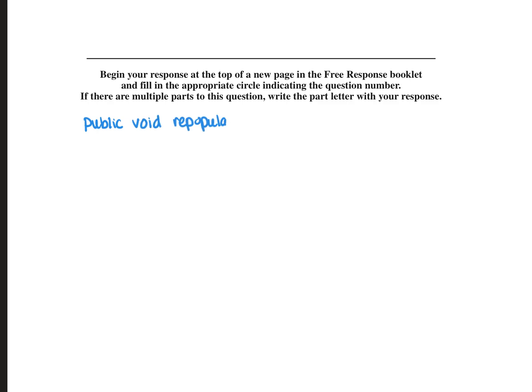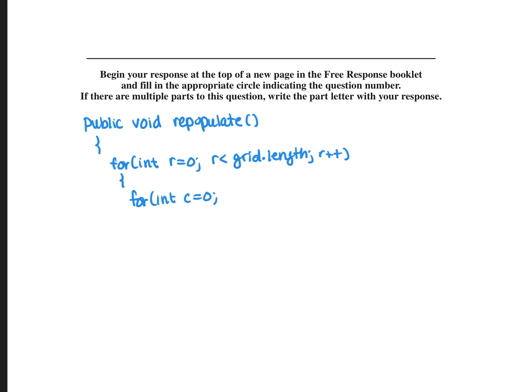We already have grid instantiated, so we just now have to loop through, and we're going to do a row major traversal. So for int r is equal to 0, r is less than grid.length, r plus plus, that's going to traverse your rows. Then we're going to traverse our columns. So int c is equal to 0, c less than grid row 0 dot length, c plus plus.